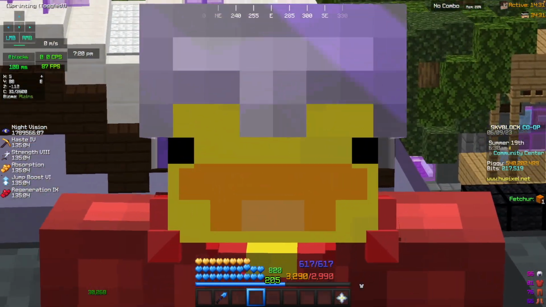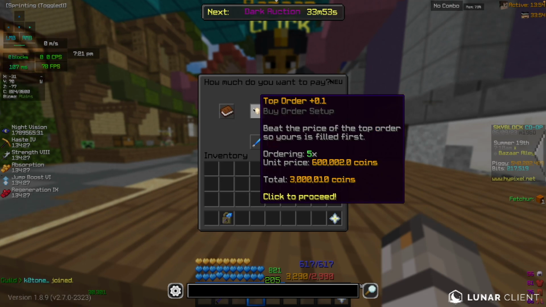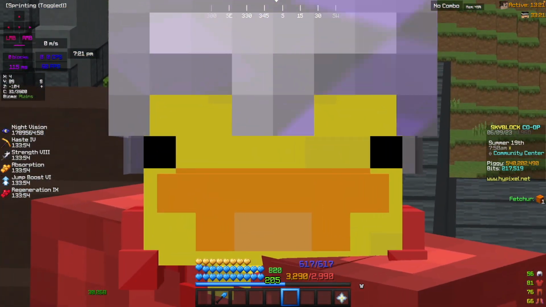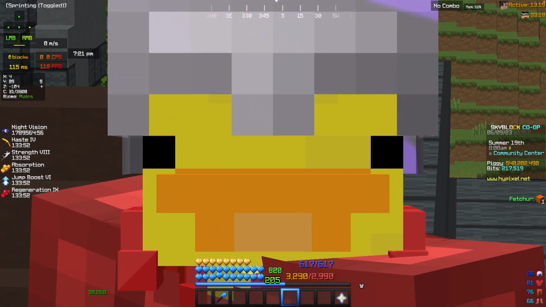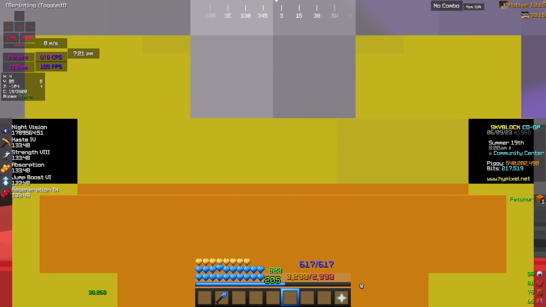Now, these rewards were farming for dummies books, as well as harvesting books. And would you like to know what the price of those are right now? Well, this, for starters, is 2 million coins. And this is now 3 million coins. And back when Technoblade was mayor, these books were 40k each. The farming for dummies were 40k, the harvesting 6 was 40k.